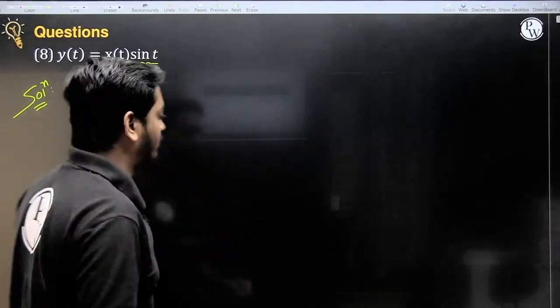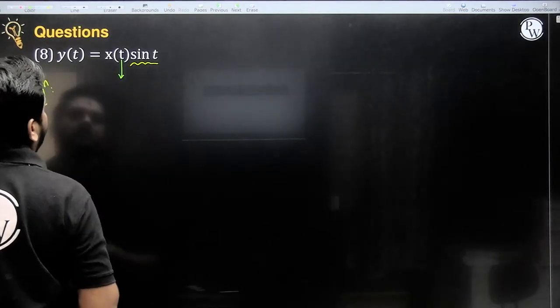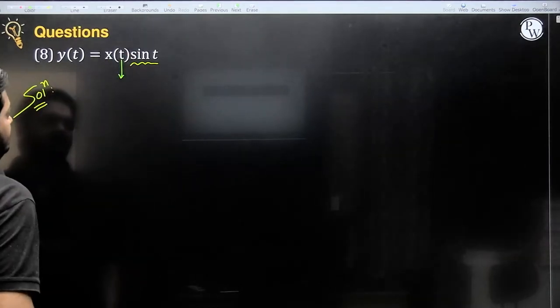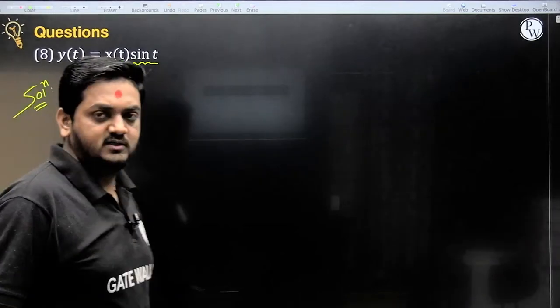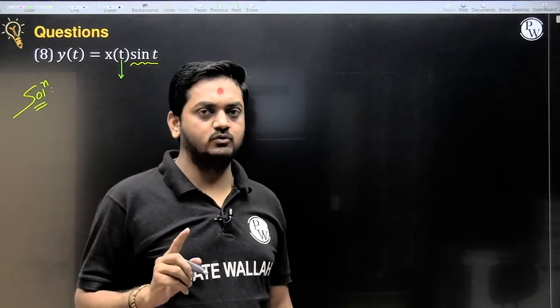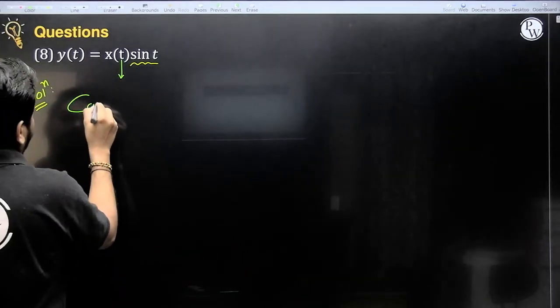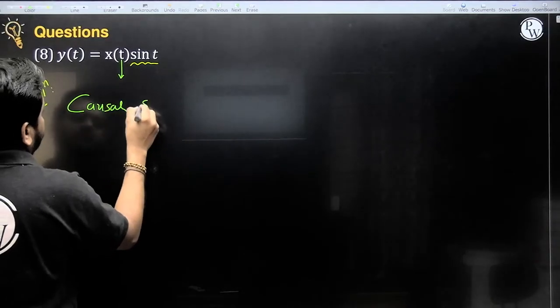But for causality, you have to check only the independent variable present. So this is only t, guys. No operation is performed on this independent variable t. No time scaling, no time reversal, no delay, no shifting. Correct? So that's why again we can say directly it is a causal system.